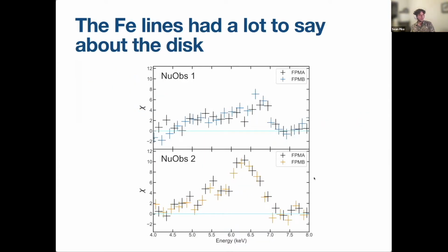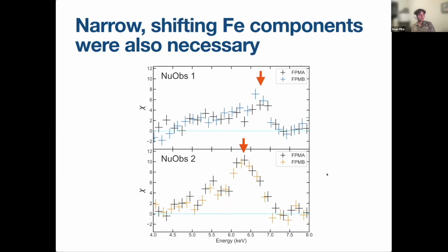And so one of the things that popped out to us after modeling just the continuum was these broad iron lines, and of course, as folks here know, this is often a sign of relativistic disk reflection that's broadening otherwise narrow lines. And so we did model the iron emission as well as the higher energy emission with relativistic disk reflection, but we also found that it required a narrow line on top of it, and a narrow line that actually shifted between the soft high state and the hard low state.